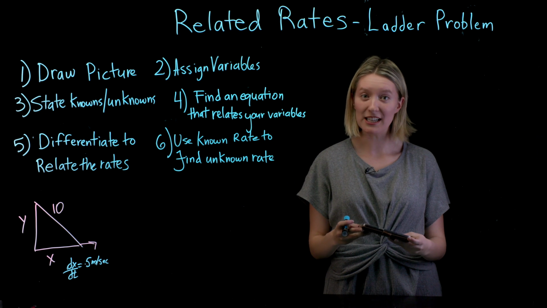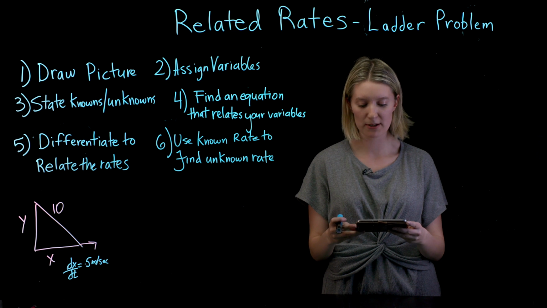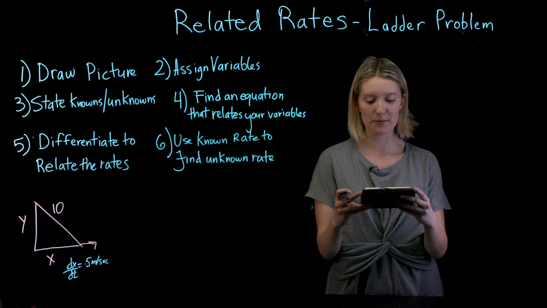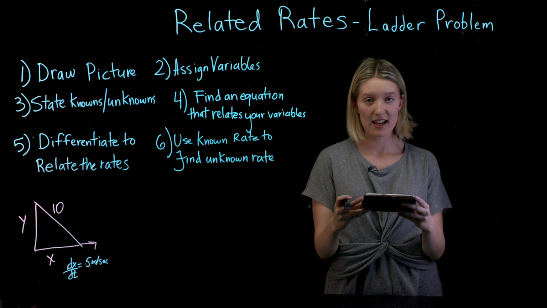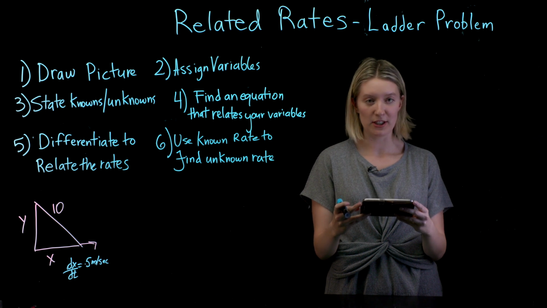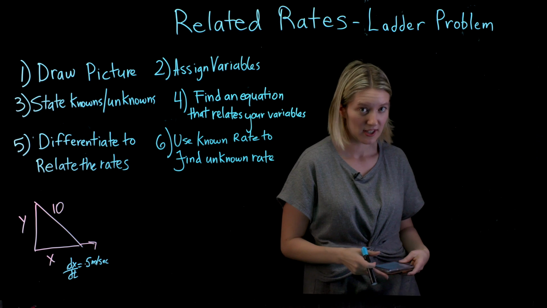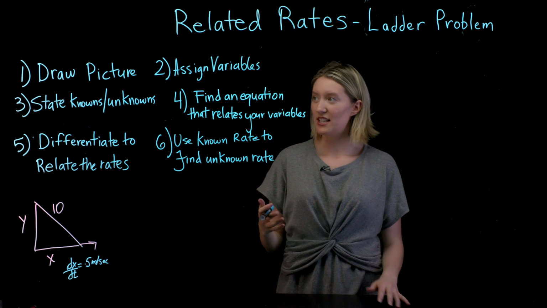So I'm going to start by reading a question that you can find in your related rates worksheet. A ladder 10 meters long rests on a horizontal ground and leans against a vertical wall. The foot of the ladder is pulled away from the wall at the rate of 0.5 meters per second. How fast is the top sliding down the wall when the foot of the ladder is 5 meters from the wall? So the first step for, again, any related rates question is to draw a picture.